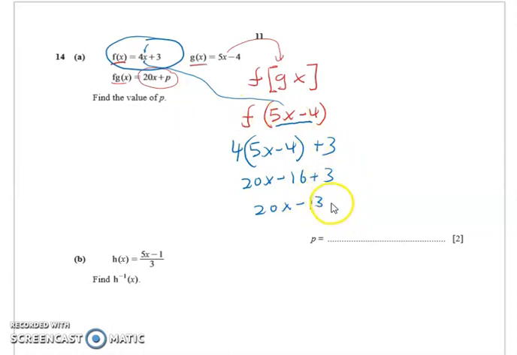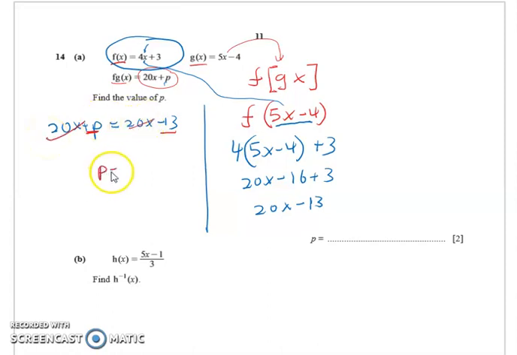Now we are going to compare with this one. We got 20x plus p, because both are fg(x). We just have to compare it with 20x minus 13. So here is your answer: p is negative 13, because we can eliminate the 20x and 20x. That is your answer here, and we are getting 2 marks.